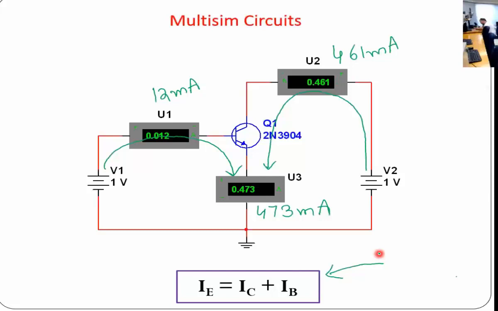But this shows you, you have 12 milliamps, you have 461. If you add those two, you pretty much get 473.